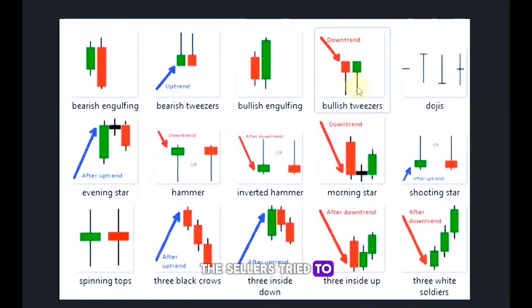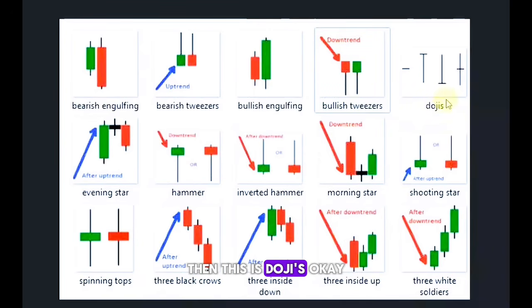Then the market opened again here. The sellers tried to push the market down again, but they couldn't. And then the market produced a bullish candle with a small body like this. This shows you that the buyers are gaining more strength in the market than the sellers, and the market is about to reverse. You understand? More especially when it occurs at a key point in a downtrend.